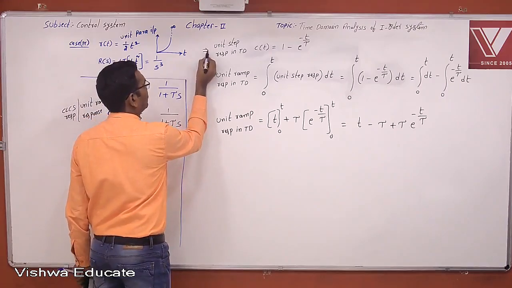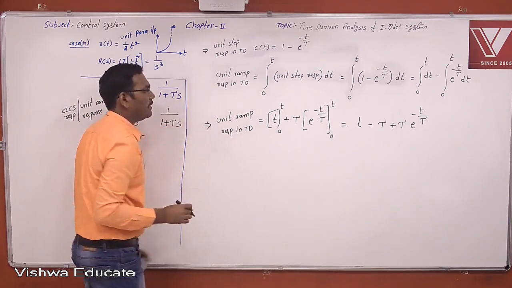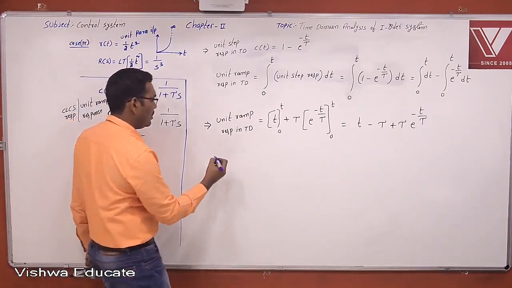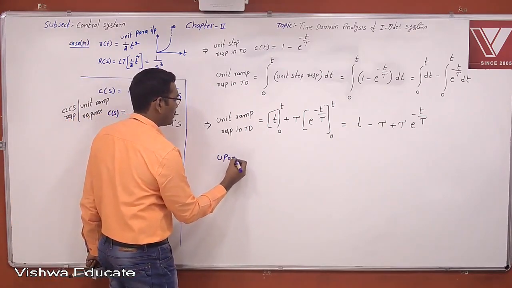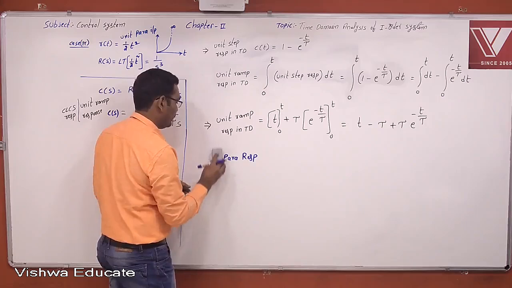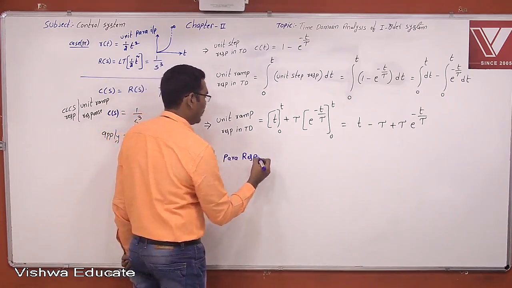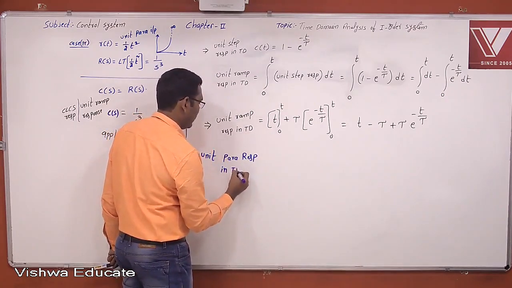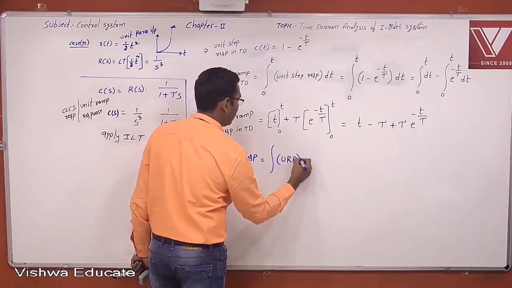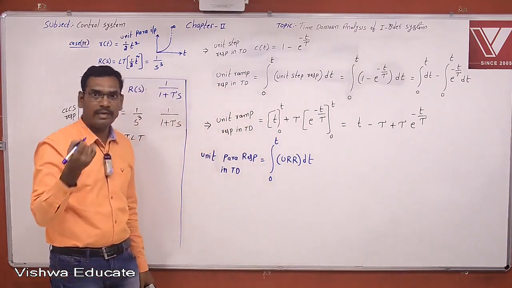This is the unit step response, and you can get the unit ramp response. Now you have a unit ramp response, then you can find the unit parabolic response directly. What is the relation between unit parabolic response and unit ramp response? The unit parabolic response in time domain directly is the integration of the unit ramp response. Integrate the unit ramp response. Integration of t is nothing but t square by 2, or not.